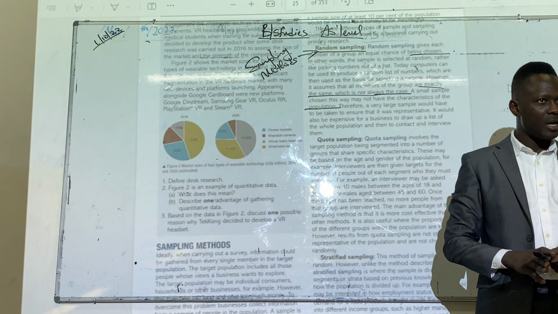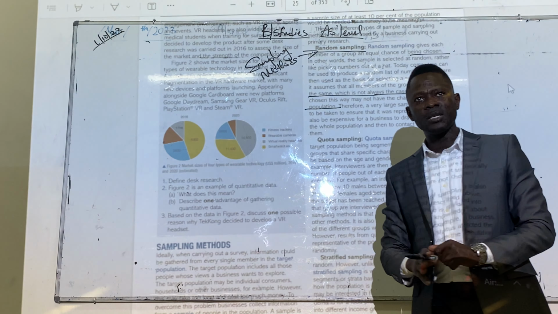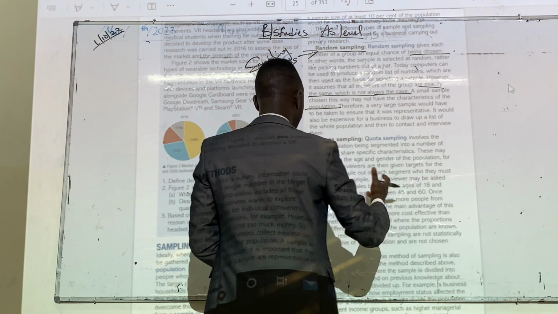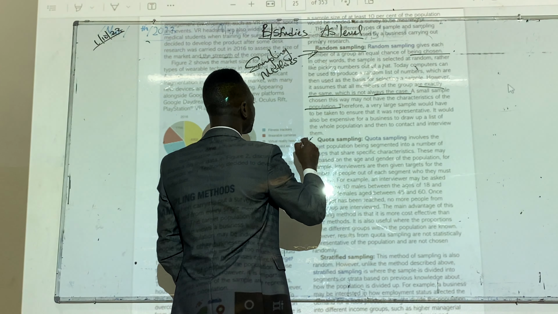Is random sampling clear? Yes. Any question about random sampling? No. Good. I'm going to write any details about it. So we'll go to quota.